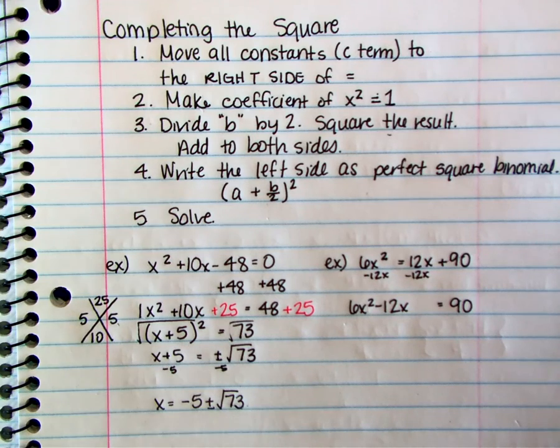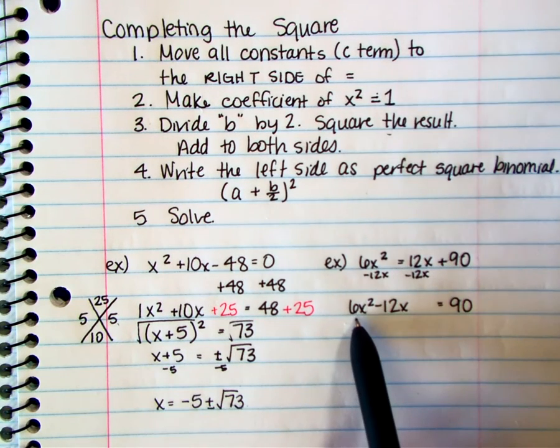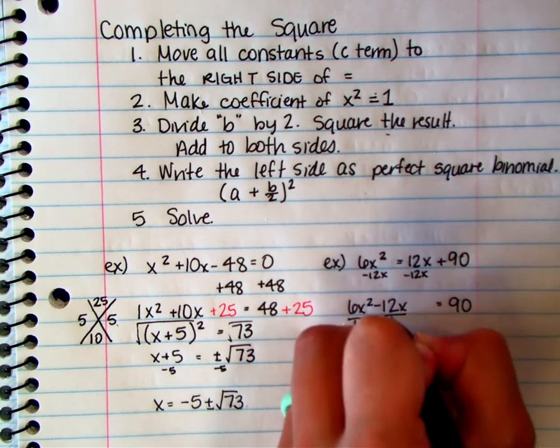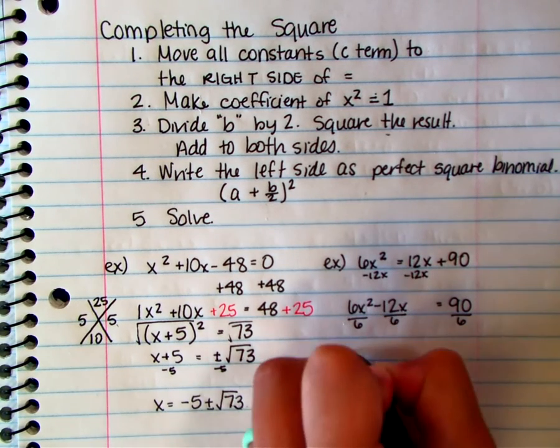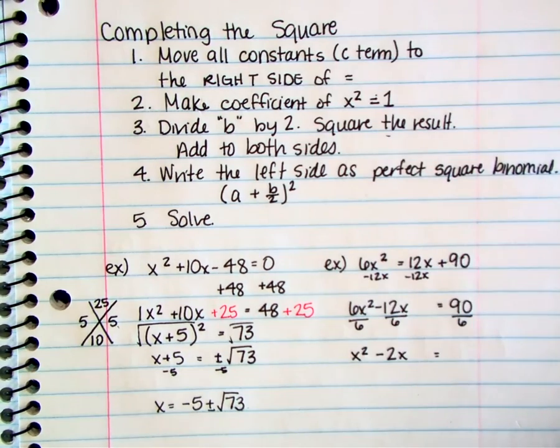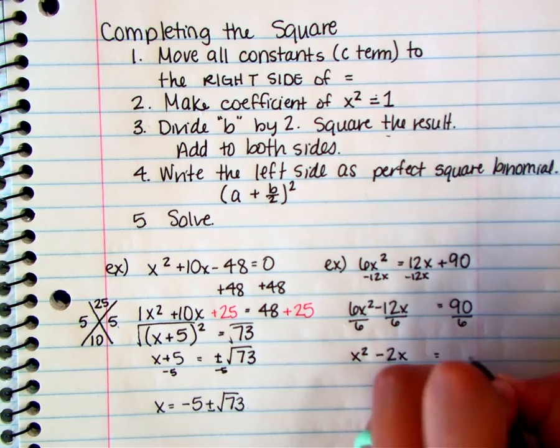Step 2 says to make the coefficient of x squared 1. Well, my coefficient right now is 6. So to get rid of it, we're going to divide every single term by 6. And so we'll have x squared minus 2x, and then that 90 divided by 6 gives me 15.